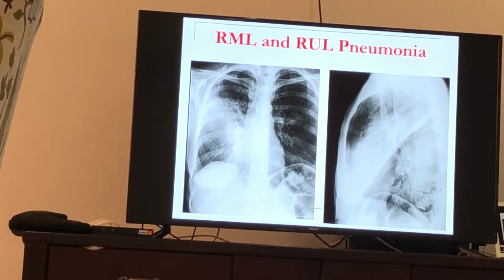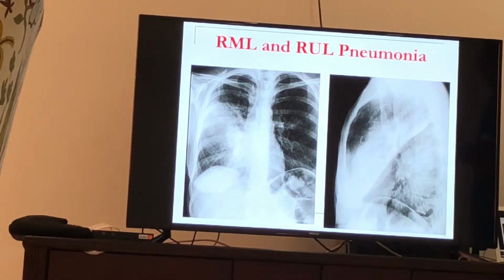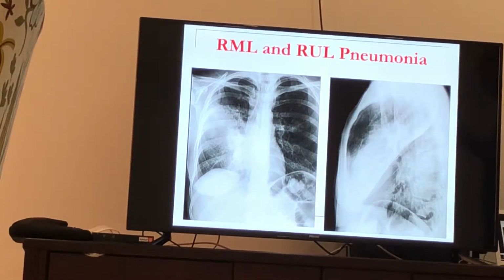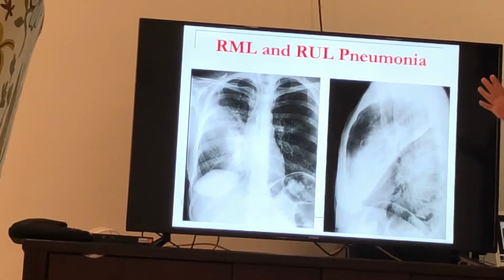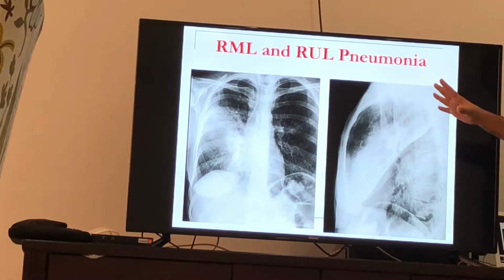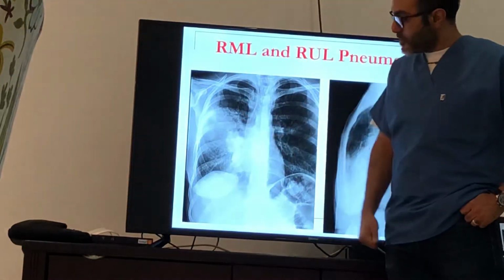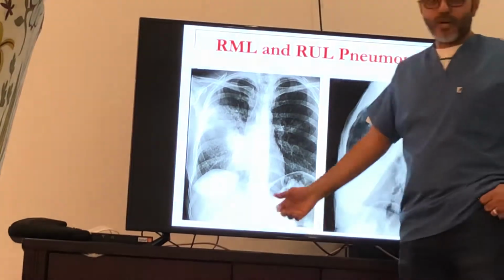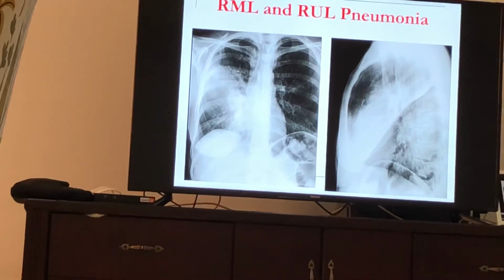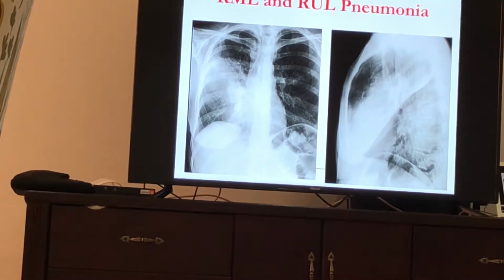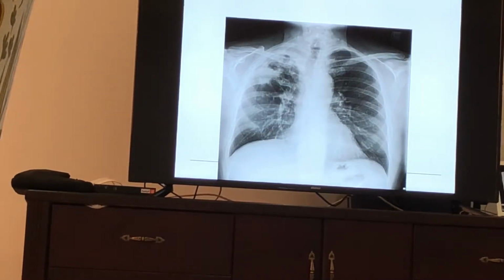Is there a collapse on the right side? Collapse? You can't say collapse because the volume is fine. What do you mean by collapse here? No, this is just airspace disease. Collapse would be completely white. Okay. What about here?